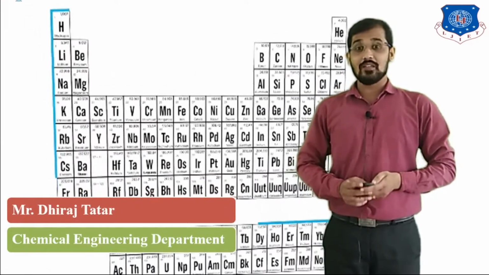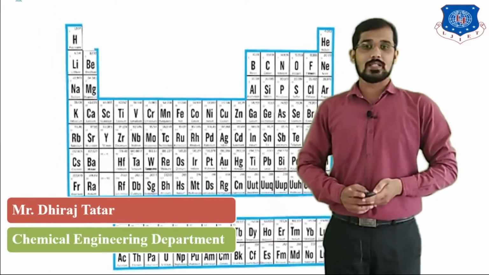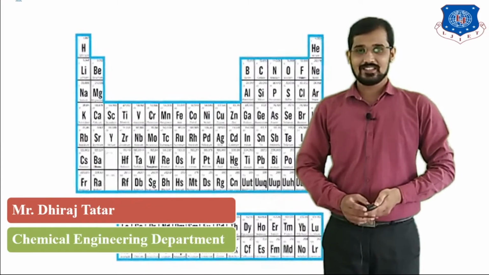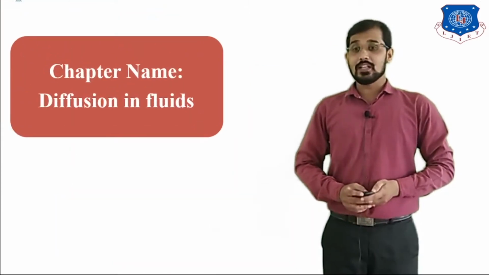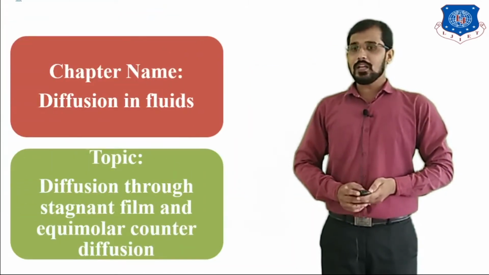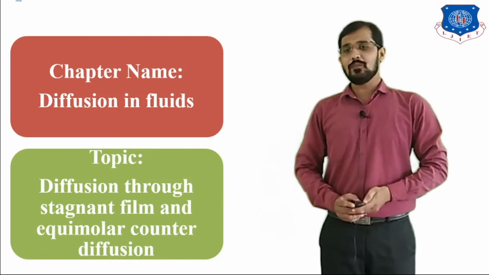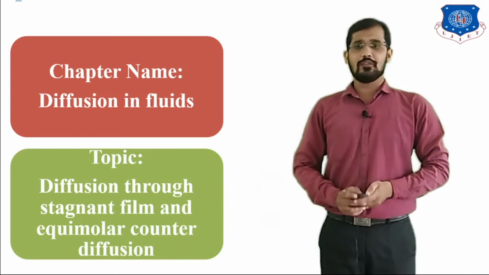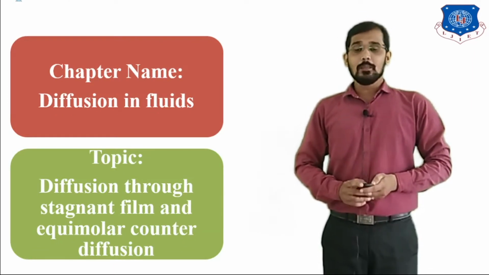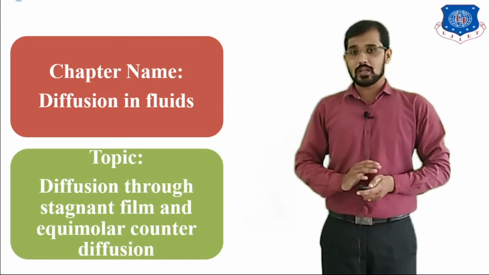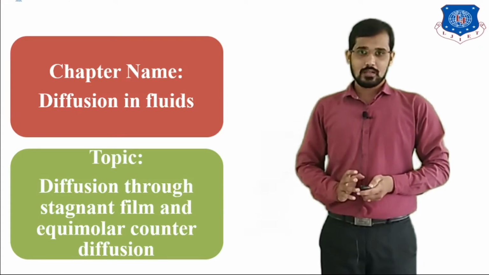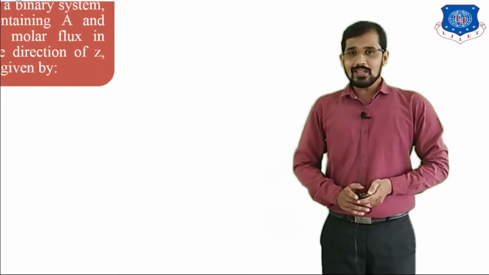In this session, I will discuss with you the next topic of mass transfer operation. So let's start. The chapter name is diffusion in fluids and the topic name is diffusion through stagnant film and equimolar counter diffusion. What is the meaning of stagnant film? It means one of the components in the mixture has zero molar flux. Now we will see one by one.